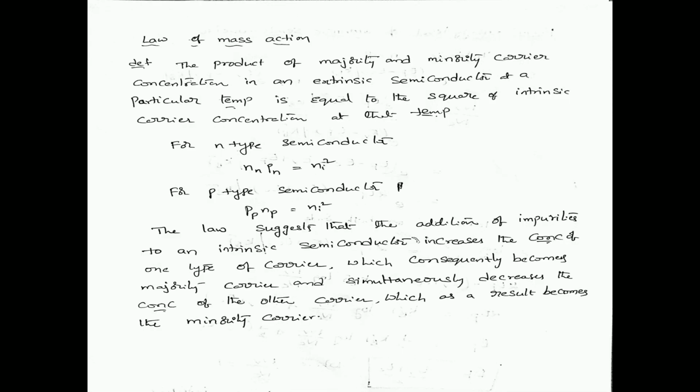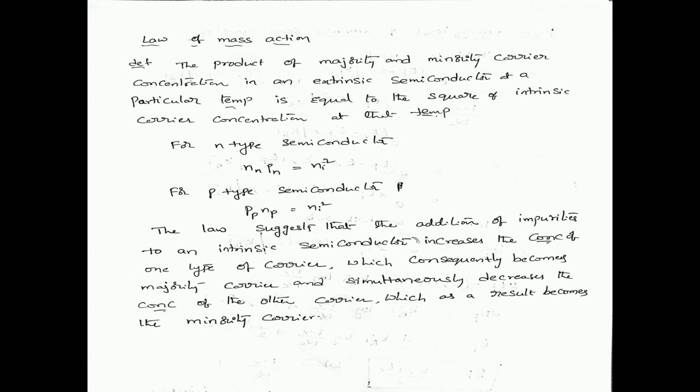Next topic, law of mass action. What is the law of mass action? The product of majority and minority carriers. What are majority carriers and minority carriers? In an extrinsic semiconductor, we have two types: p type semiconductor and n type semiconductor. In n type semiconductor, majority carriers are electrons. In p type semiconductor, holes are the majority carriers. If n type, electrons are majority but minority are holes.